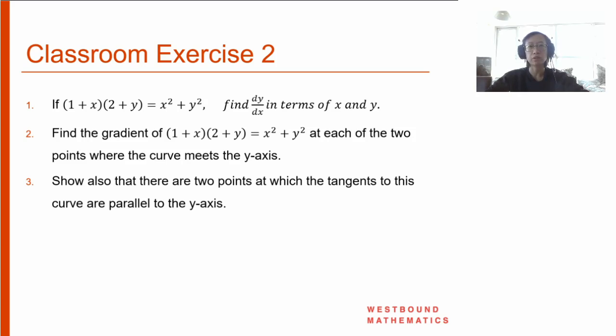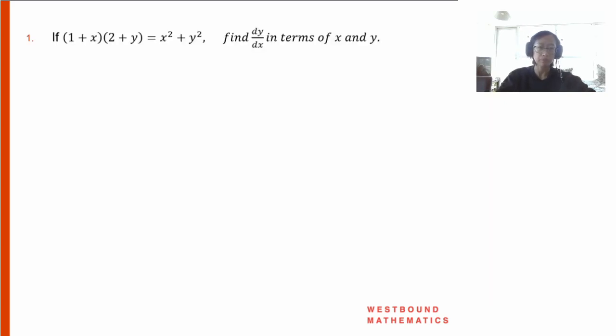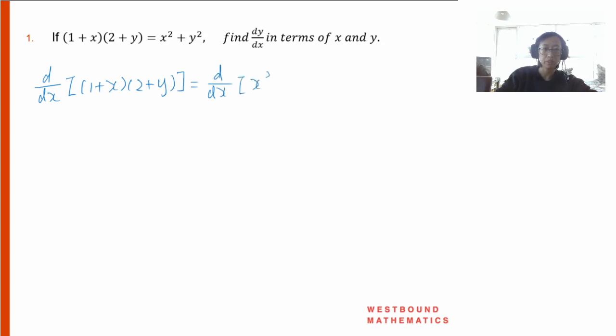The one thing to note here is that whenever I'm trying to differentiate terms involving y, I'm differentiating those with respect to y first, and then times it by dy/dx. So here, I'm going to differentiate both sides of the equation with respect to x. I'm just copying down both sides of the equation: dy/dx, x squared plus y squared.